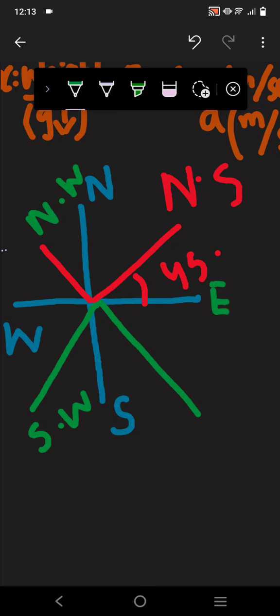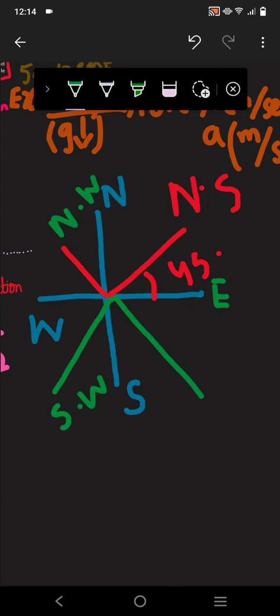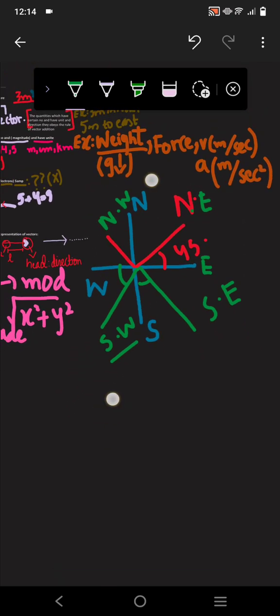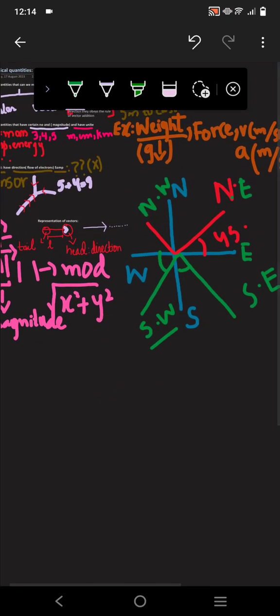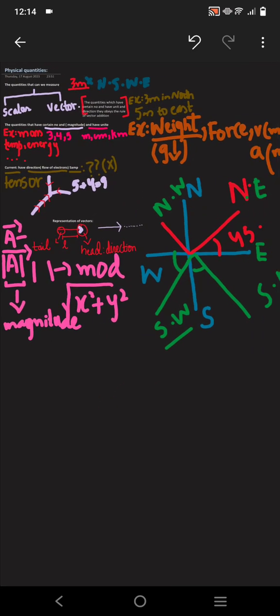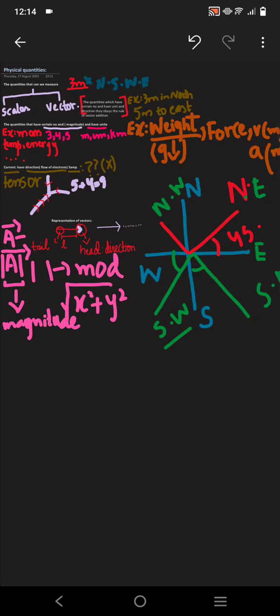And that is east as well. Alright, northeast, northwest, southwest, and southeast. This was the directions that we can specify using north, east, west, and south. I hope that is clear.